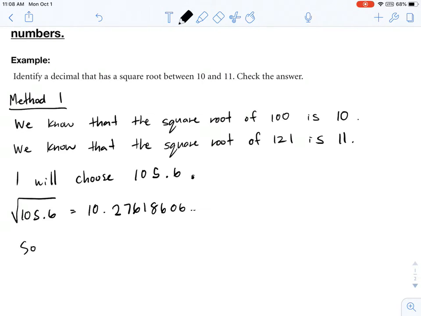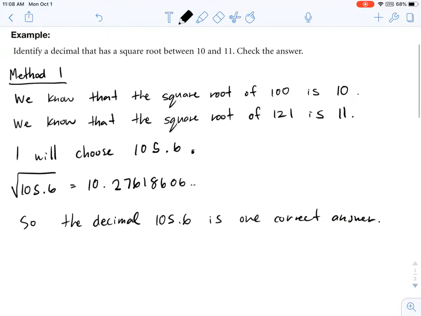So we can say the decimal 105.6 is one correct answer. So there are multiple correct answers in this case. Really, any decimal number in between 100 and 121 will give you a number that has a square root that falls in between 10 and 11. Or you could do it the other way.